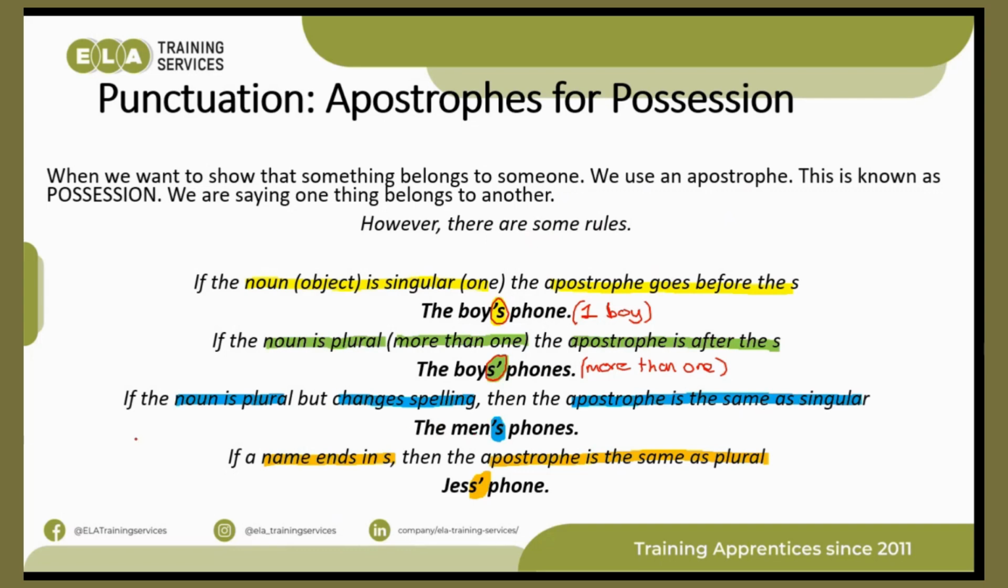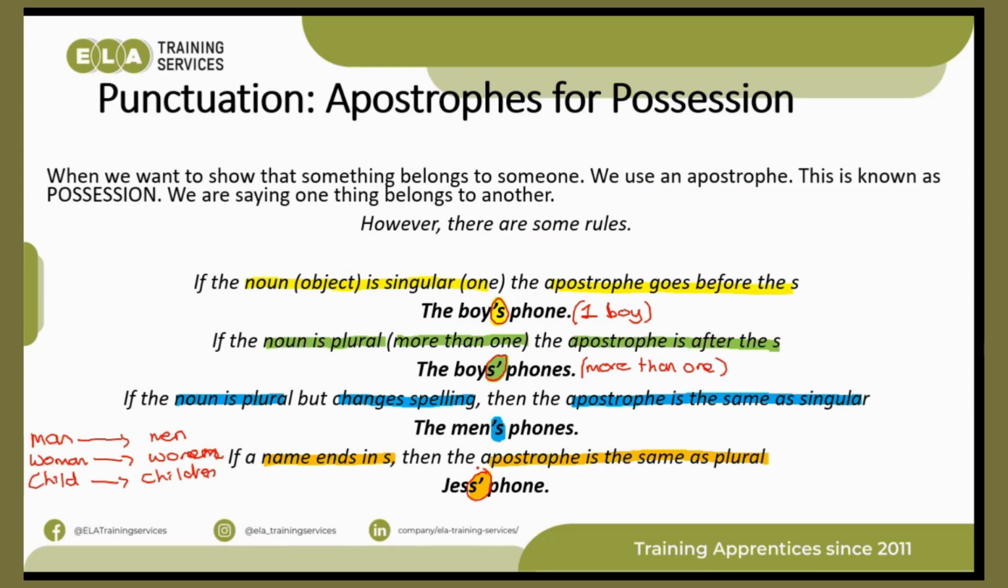So, for example, man changes spelling to men. Woman changes spelling to women. We don't just add an S. Child changes to children. So all the ones where it changes spelling, we must put the apostrophe before the S. Then, if a name ends in S, the apostrophe is the same as the plural, so it will go afterwards.